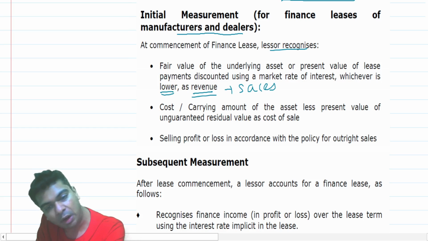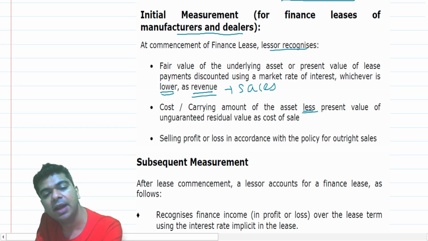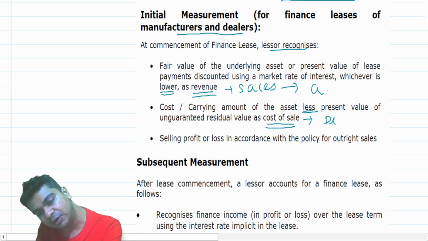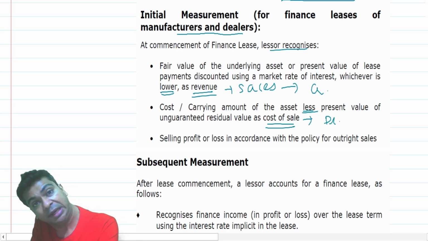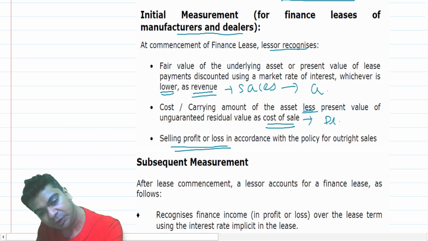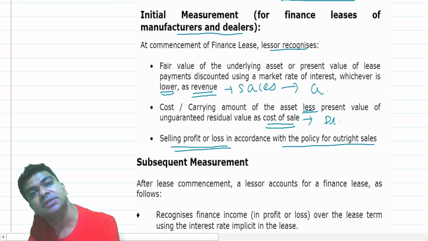Cost or carrying amount of the asset less present value of unguaranteed residual value is the cost of sales. Remember, revenue will be credited, cost of sales will be debited. And whatever is the difference between the two, that is your selling profit or loss in accordance with the policy for outright sales.